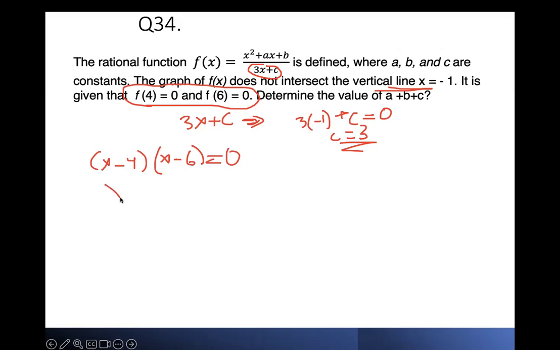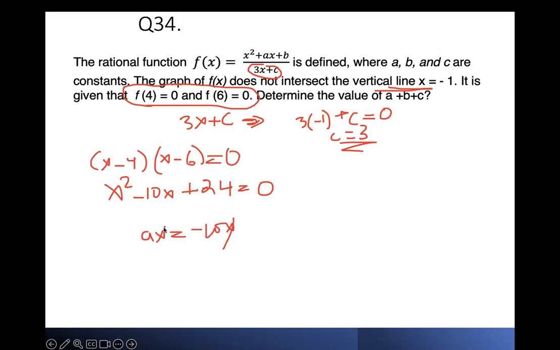If you expand this, you get x squared. You add these two, you get 10. And then you multiply, that's the product of the solution. The sum of the solution is always the middle one, and the product is the last one. So you get x squared minus 10x plus 24 is equal to 0. This is equivalent to that, right? There is no exponent, x squared has coefficient 1. Ax is the same thing as minus 10x.